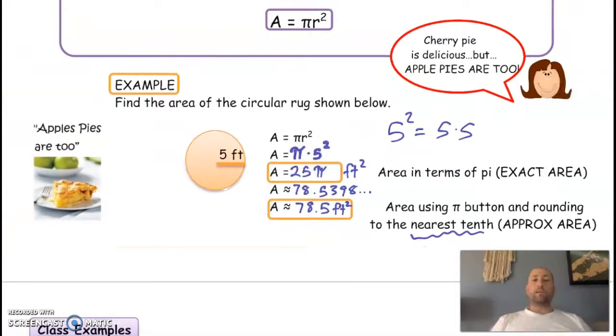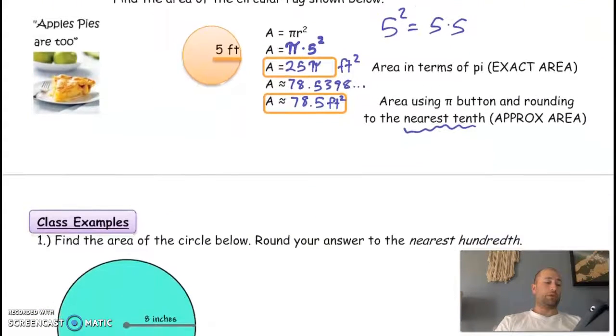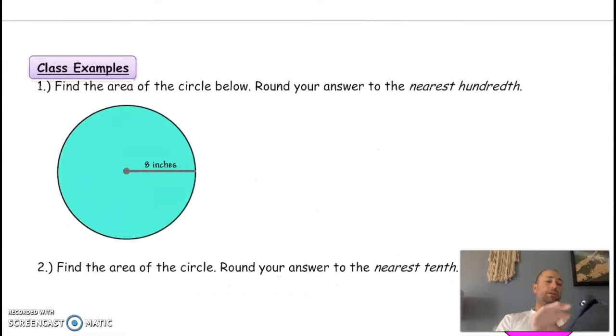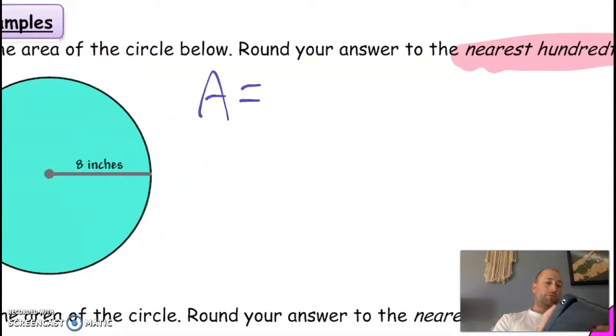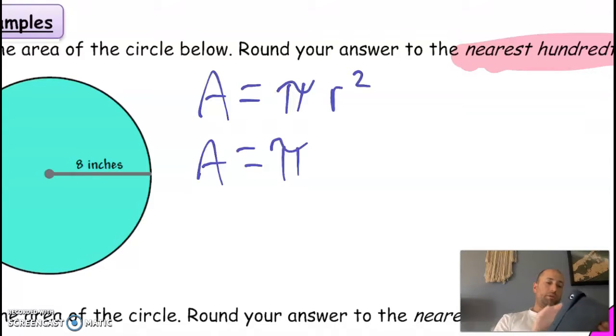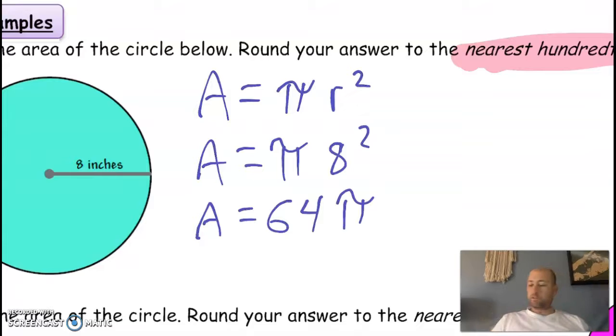So write down the formula, find the radius, insert it in, and then square it first because we're using order of operations. It says right here, round to the nearest hundredth. That means I'm using the pi button and then rounding. So find the area of that one. Formula first: pi r squared. The radius is 8. 8 squared is 64, so I have 64 pi.